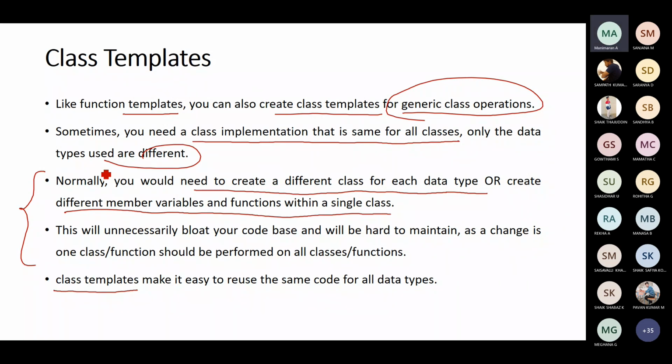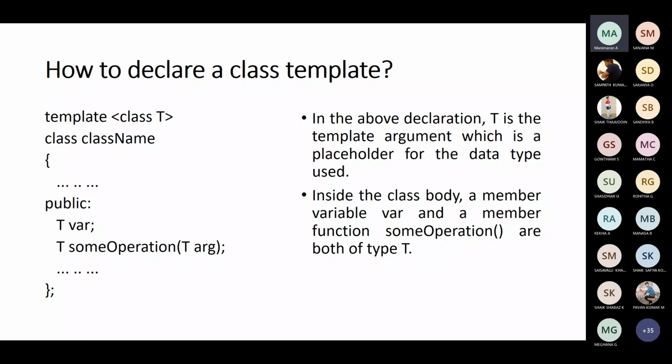So in order to avoid all these obstacles and disadvantages, we have class templates. We will see how we are going to proceed with it. First we will start with declaring a class template. Similarly to how we did for function template declaration, template is a keyword followed by an angular bracket. Inside that we are going to pass the argument. The data type keyword is class, and then T is the template argument variable.